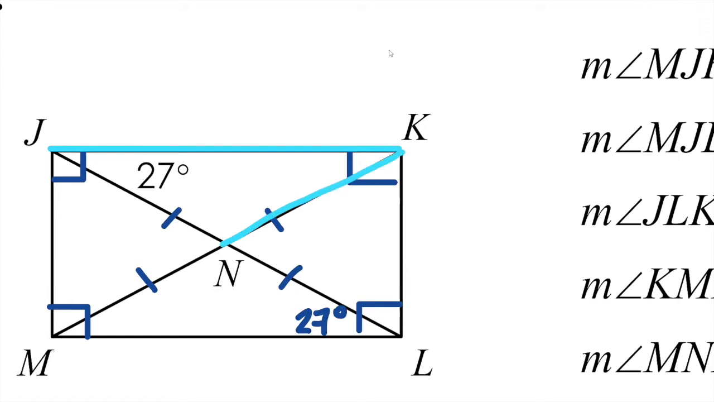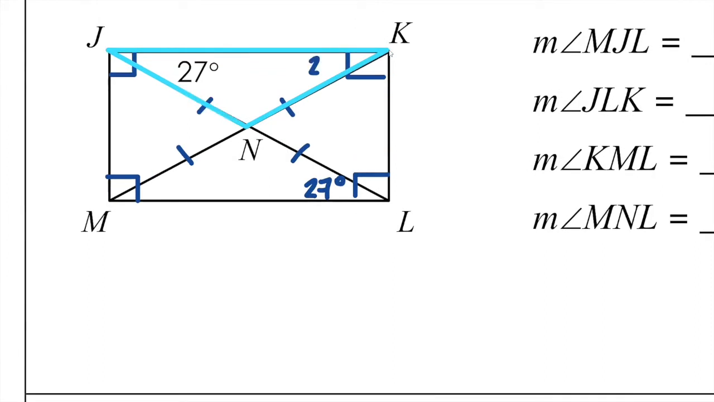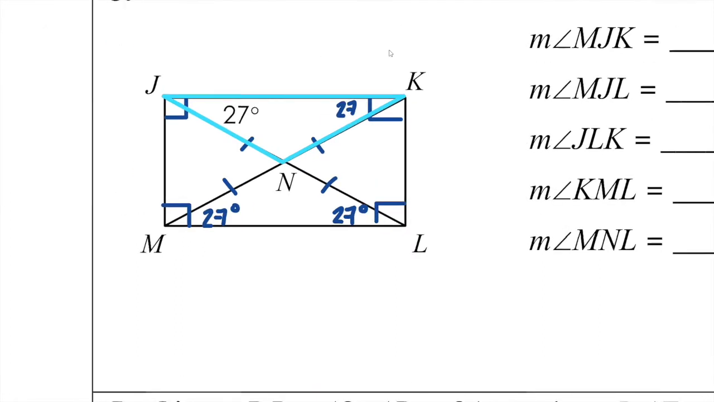What kind of triangle is this light blue triangle? It's isosceles. And what do we know about the base angles of an isosceles triangle? They are congruent. So if the base angle is 27, what would the other angle be? 27. So what would the angle down there in the bottom left, NML, be? 27. So we've gotten a bunch without even doing any math yet. Now we've got to do a little bit of math.